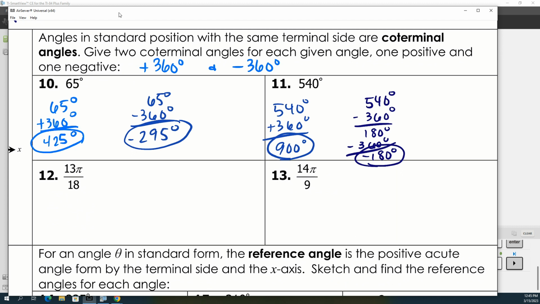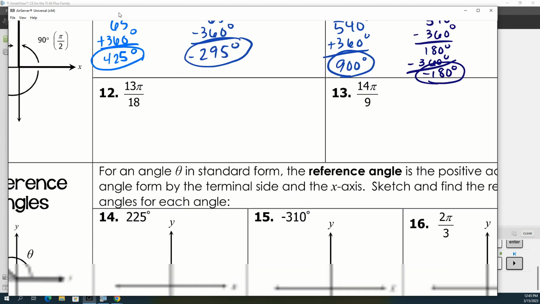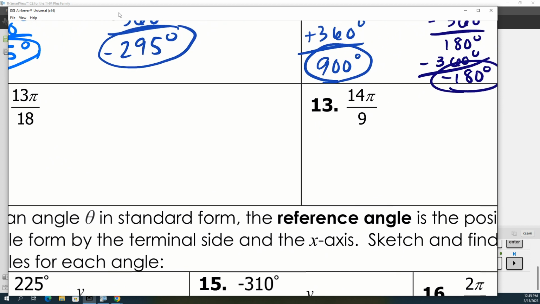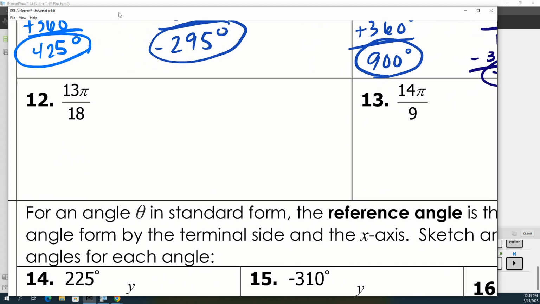All right. Now, we can find coterminal angles in radians, but I'm just going to stick with degrees here. Just knowing what you guys need to be able to do with this, I think that we'll just do degrees. And so number 12 and 13 are in radians, but we know how to change those to degrees. We'll just take those and multiply by 180 over pi to cancel the pi's. And then it's 13/18 times 180 is going to be 130 degrees. That is not a coterminal angle. That is the same angle, just in a different measure.